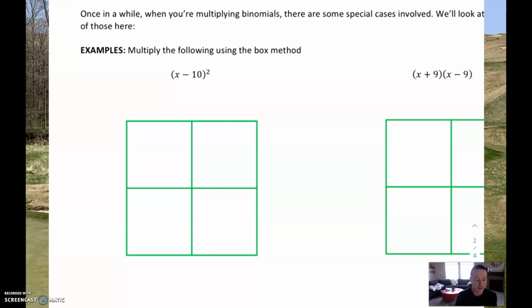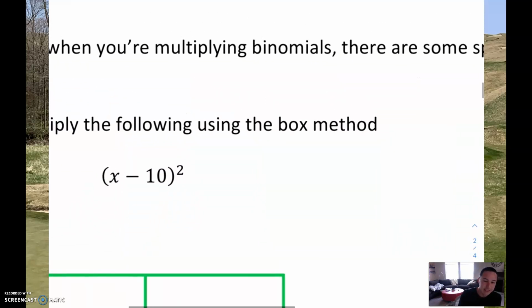We are now moving on to special cases of multiplying polynomials. And before I do this, I'm going to give you the password right away. The password for this assignment will be hydrate.